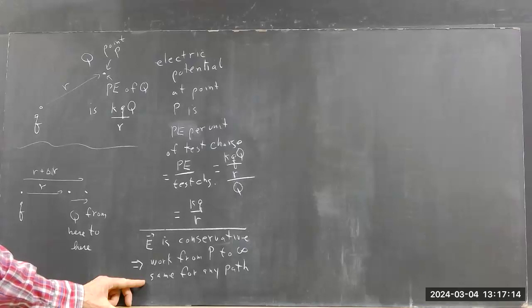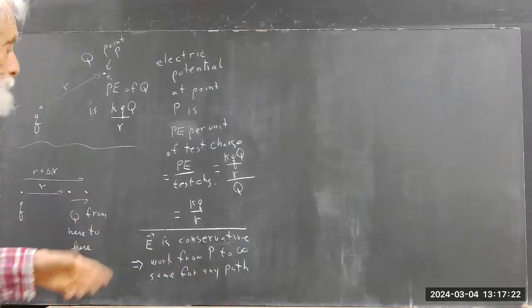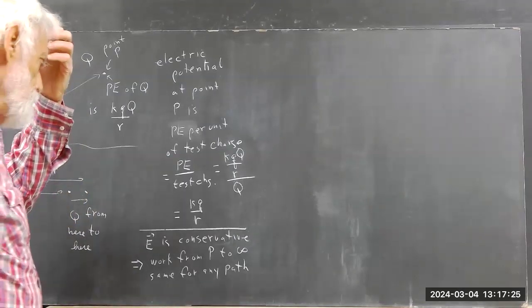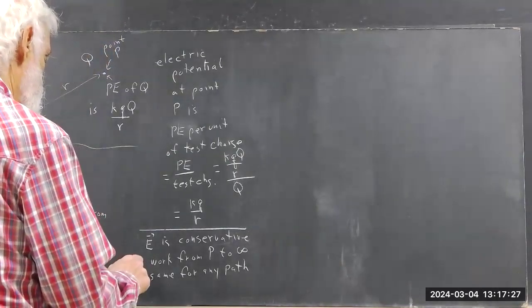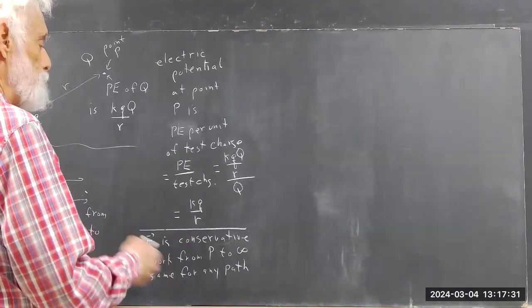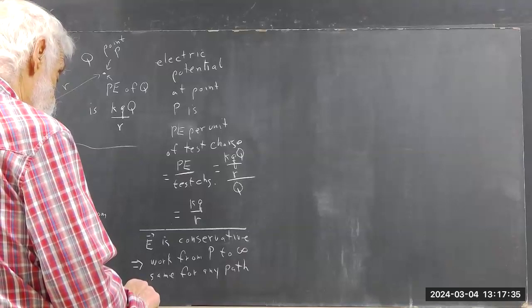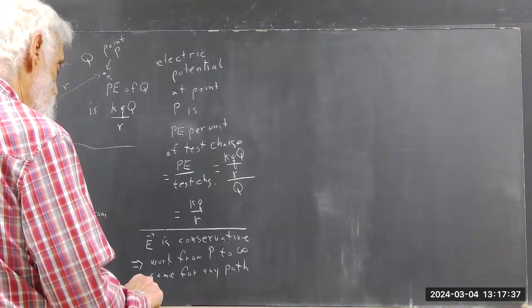Anybody who's had it, anticipate something's coming up soon. For those who have: work from P to infinity is the same for any path. We're saying it's conservative, and this being it, only if it was just any path. And there are other ways of stating it.